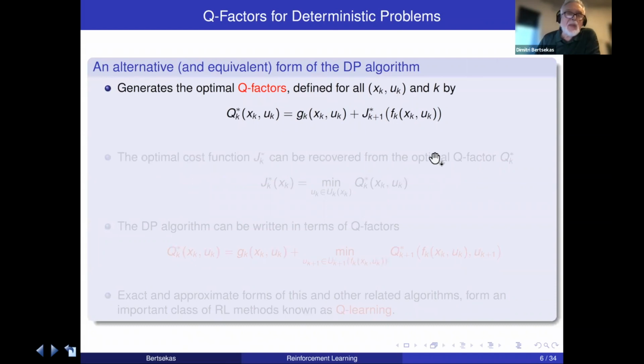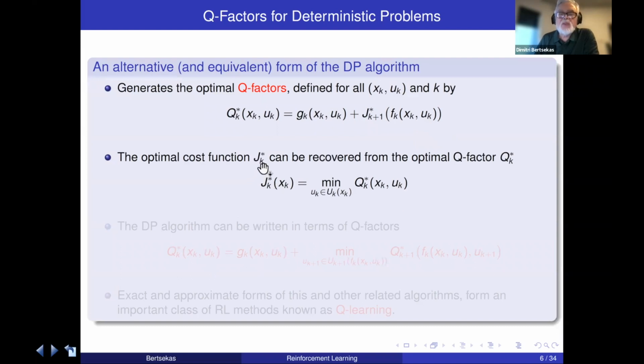Now, the dynamic programming algorithm can also be written in an alternative and equivalent way by using Q factors. The optimal Q factor corresponding to a pair xk, uk is defined by this expression. In other words, it is the cost of the stage corresponding to xk and uk plus the optimal cost to go from the next stage where you land. It is, in fact, the expression that appears in the right-hand side of the dynamic programming algorithm. So this is the definition.